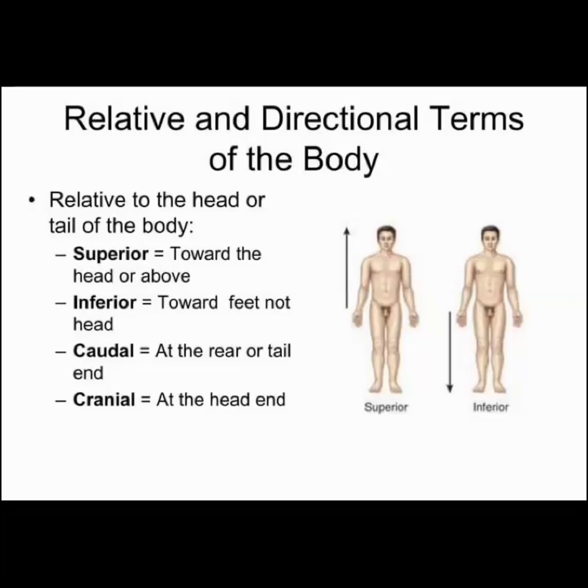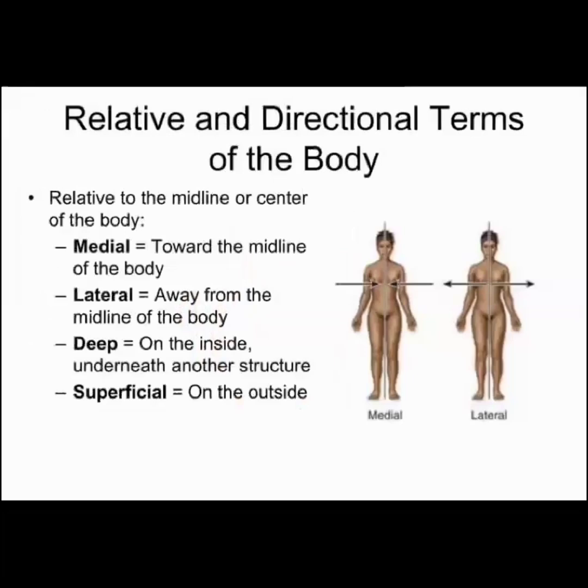So the first picture is showing the superior, which is facing towards the head or above. Second, the inferior, facing towards the feet, not the head. So the second picture is showing the inferior side of the body. Next, the caudal, at the rear or tail end. Next, the cranial, at the head end. So that which is near the tail end is known as the caudal, and that which is toward the head end is known as the cranial.